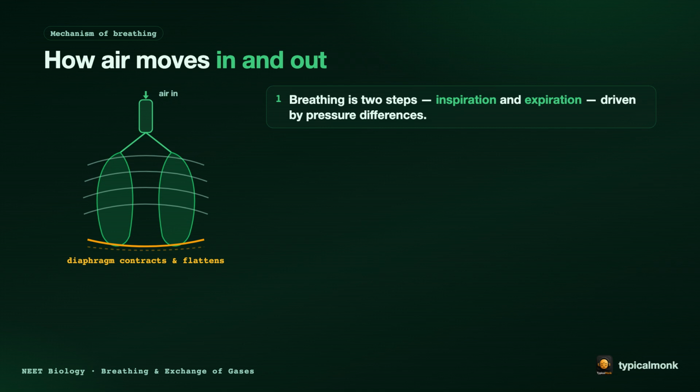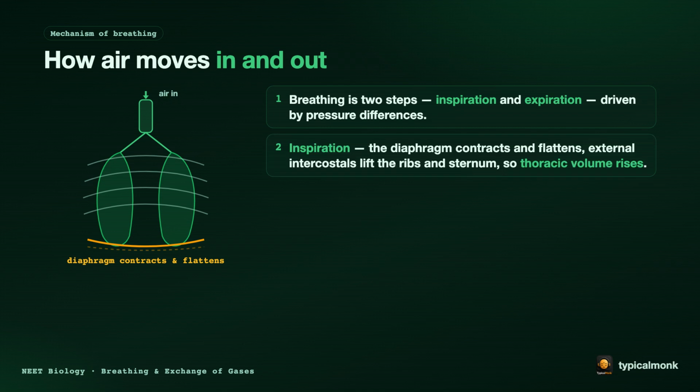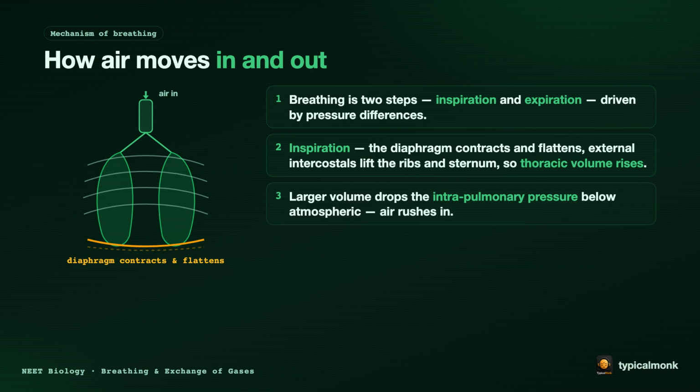Now let us see the mechanism of breathing. Breathing has 2 steps, inspiration and expiration, driven by pressure differences. In inspiration, the diaphragm contracts and flattens. The external intercostals lift the ribs and the sternum, and so the thoracic volume rises. The larger volume drops the intrapulmonary pressure below atmospheric, and air rushes in.